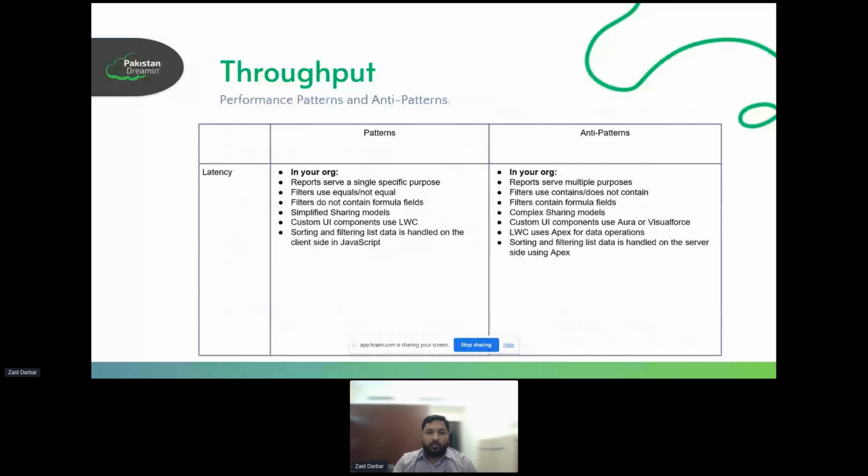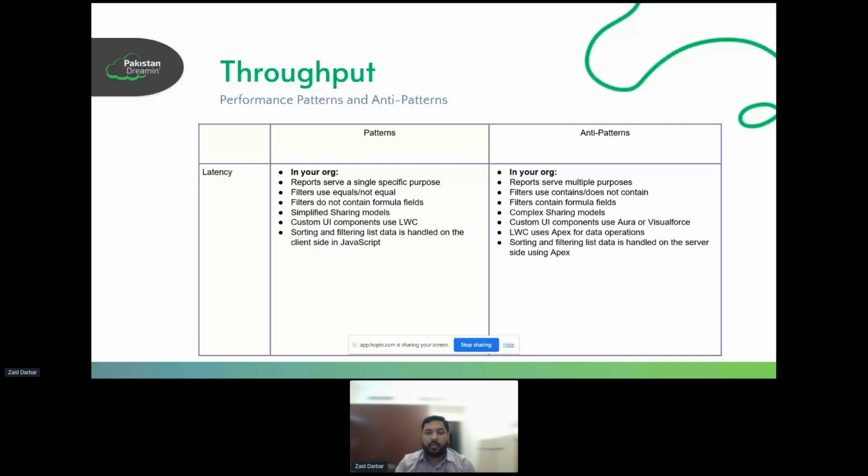Throughput, how to improve your throughput in latency. Don't use contains in your filter. Be very specific in your report filters. Do not use formula fields. Keep simple sharing models. Keep a simple data model. Make use of LWC, LWR, SLDS as much as you can, and don't make unnecessary server callouts.